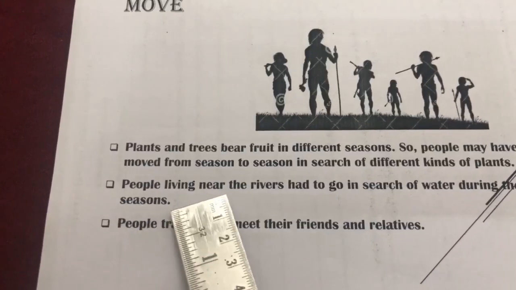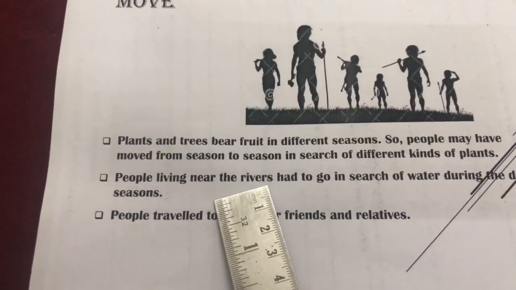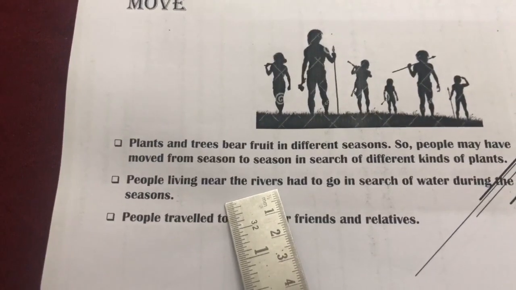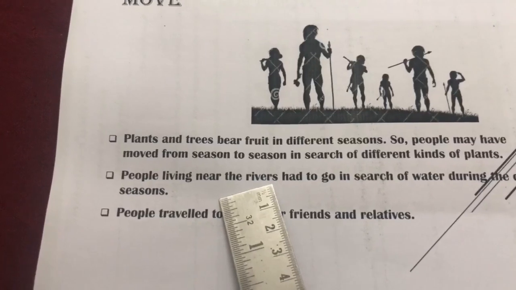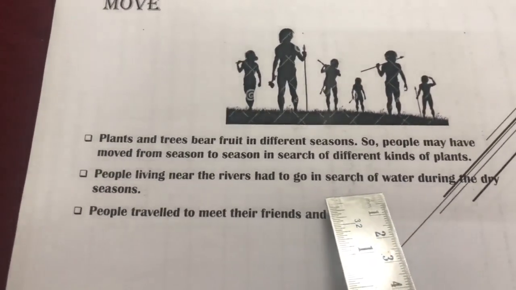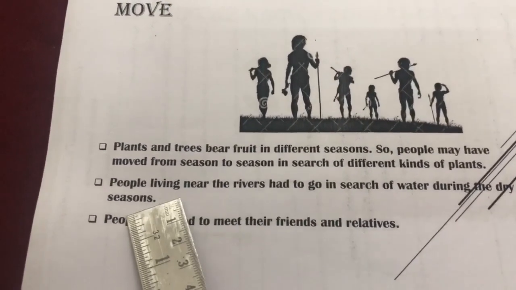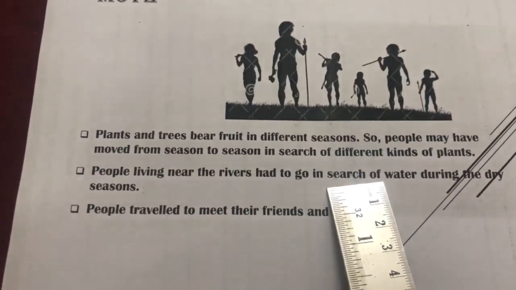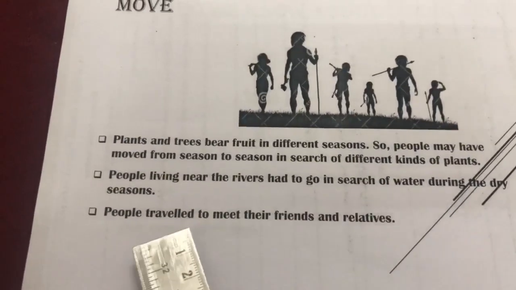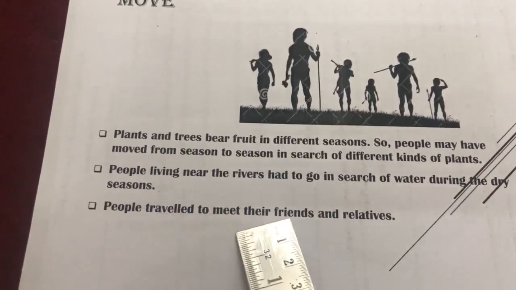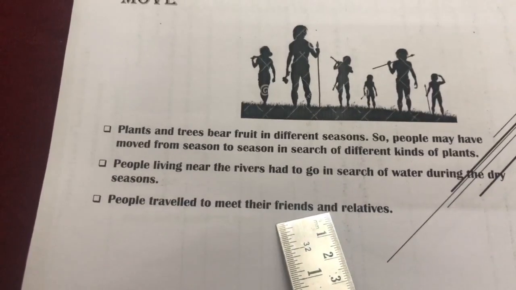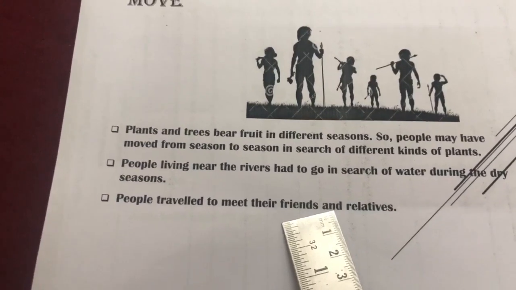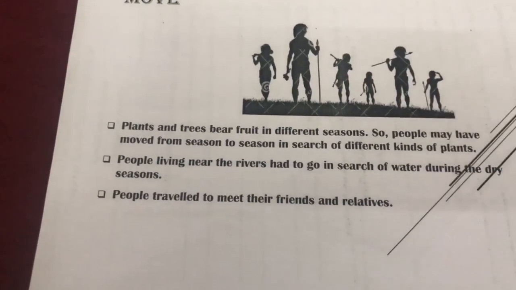These people lived near the rivers. Why do people live near rivers? You know that? Yes, because water is a basic thing which all human beings need. So during the dry season, when the rivers dried up, they had to go in search of water to other places. People also traveled to meet their friends and relatives. I hope till here it is clear to everyone. So now the next part in the next audio.